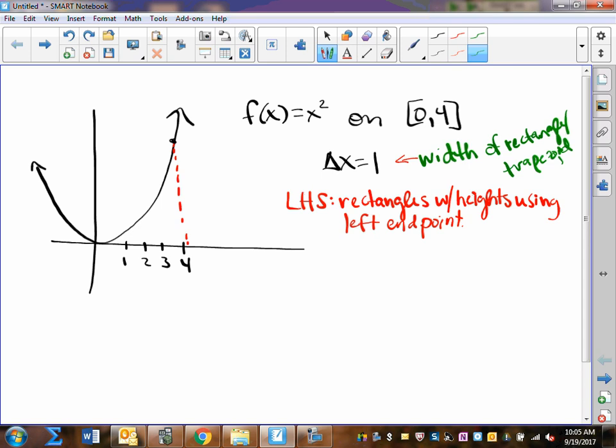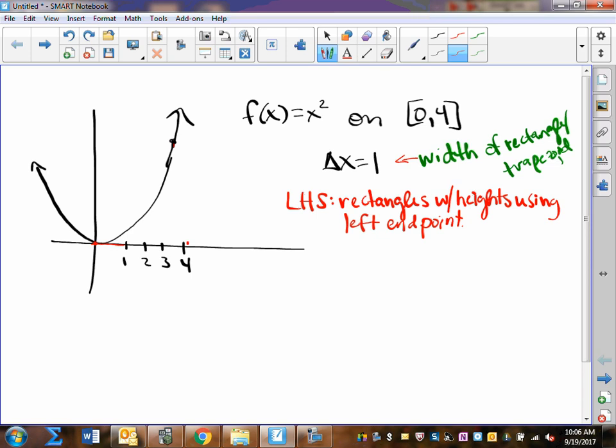So what we're doing here with the left-hand sum, I'll go back to red. Okay, so if I draw my rectangles, my height using the left endpoint, my delta x, the width, is 1. So I'm going to be going from 0 to 1, 1 to 2, 2 to 3, 3 to 4, because that's that length of 1. Okay, so from 0 to 1, my left endpoint would be 0. What is my height at 0? 0. So that's actually not very exciting. That gave me no rectangle, no height.